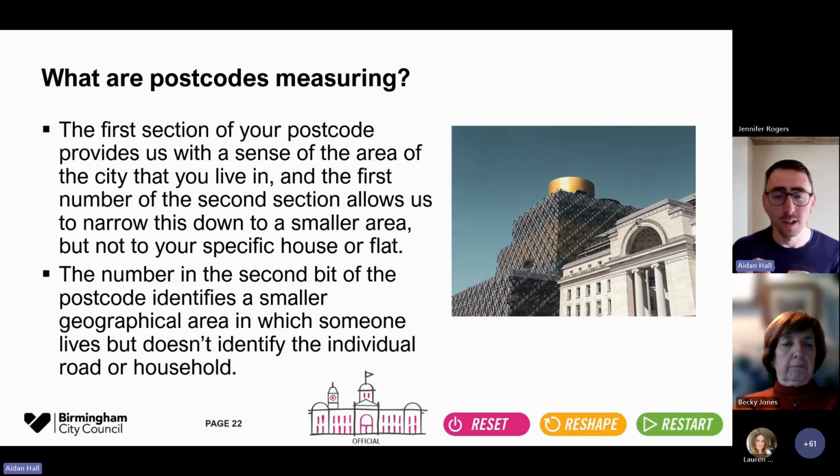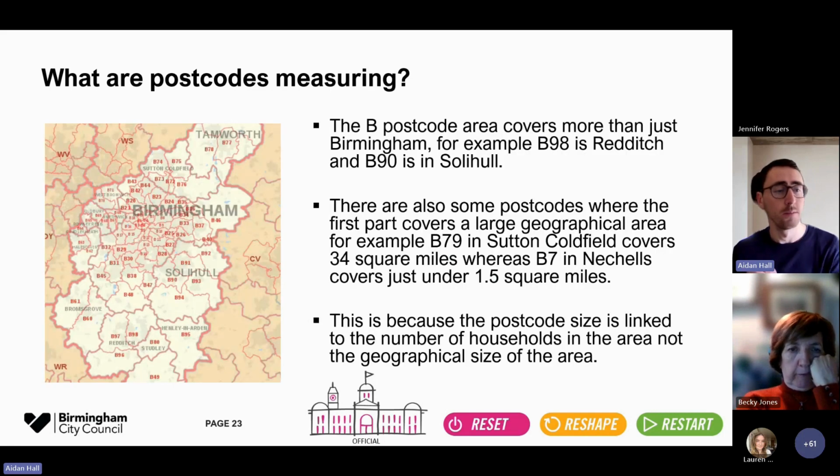In terms of what a postcode actually is, the first section is the broader area, and then the second section focuses in more on where people live. We're asking people to collect the whole of the first part of the postcode, and then the first number of the second part of the postcode. I'll come on to why and give an example in the following slides.